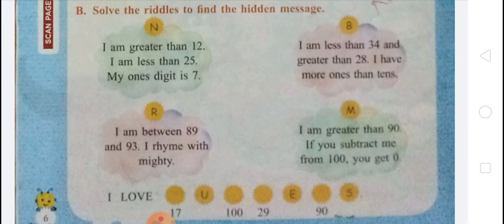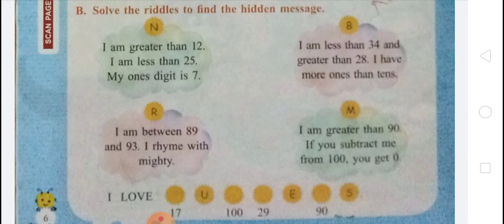I am greater than 90. If you subtract me from 100, you get 0. That is 100.